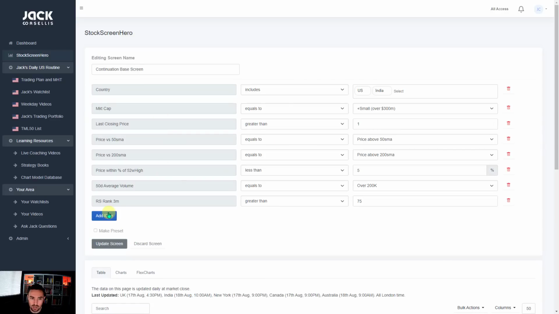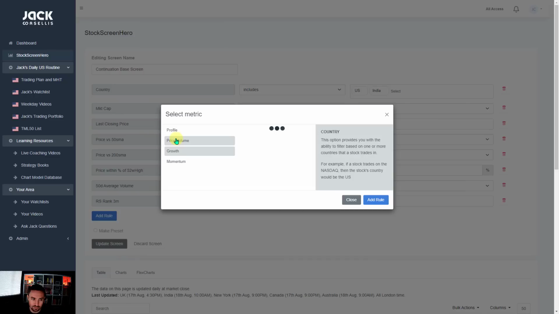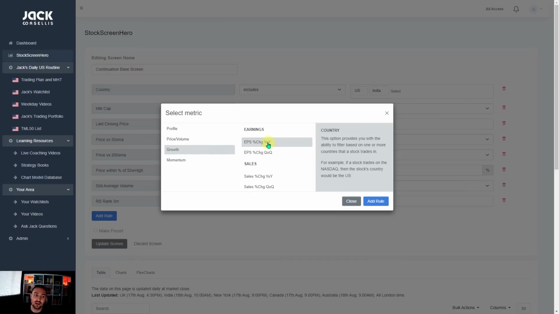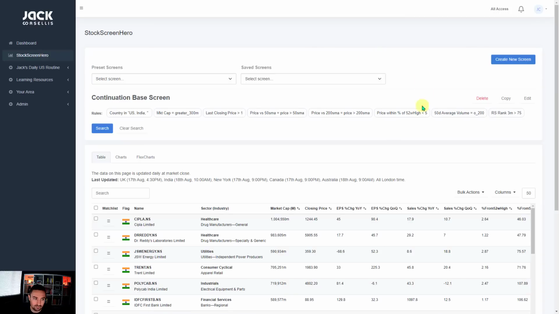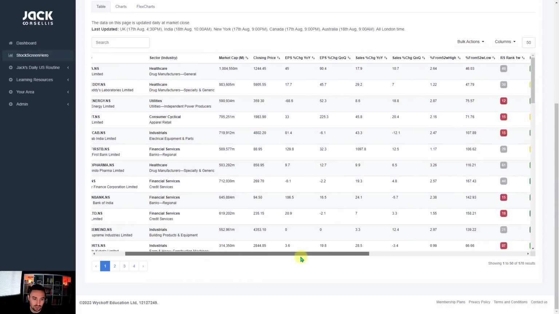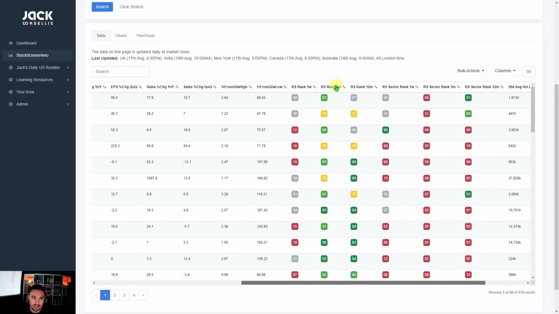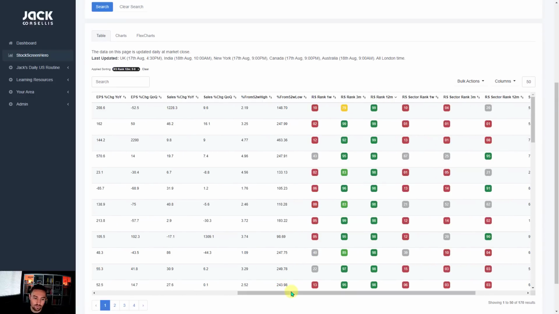If I wanted to add some other parameters to this, such as momentum rankings, I could add more momentum rankings. If I wanted to add something around the earnings percentage change or the sales percentage change, I could add that as well if I wanted to. So these are the results that I've got back from the screen so far, and I've got US and Indian stocks. I've got 170 stocks that have come back from this, and I'm going to look for stocks with the highest relative strength on a 12-month basis.